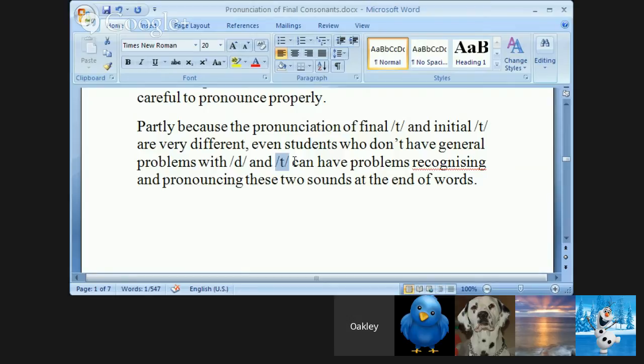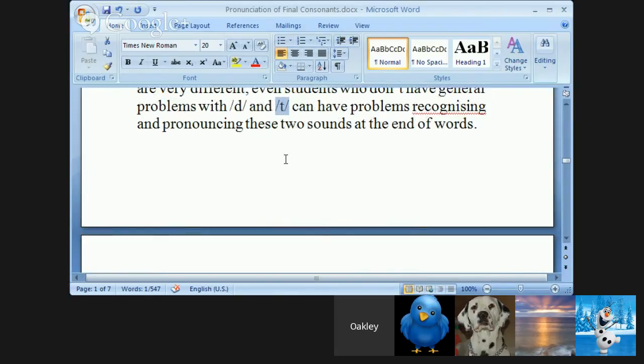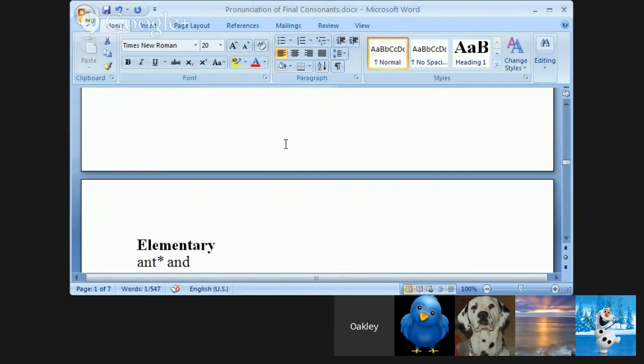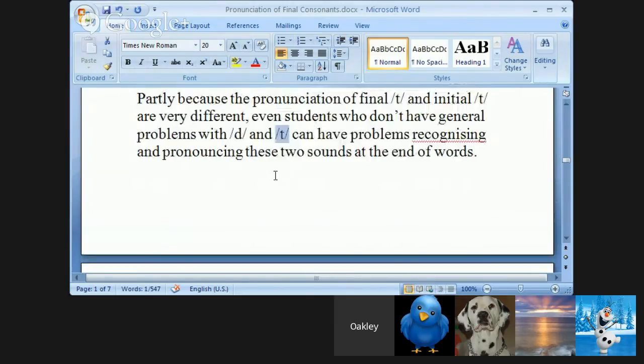Now, some people have problems recognizing and pronouncing these two sounds at the ends of words especially, but they are especially important because we have these two sounds, for example, at the ends of past tense verbs. It's really the same thing. Duh. Your tongue is much more far forward, of course, for the D and the T sound.